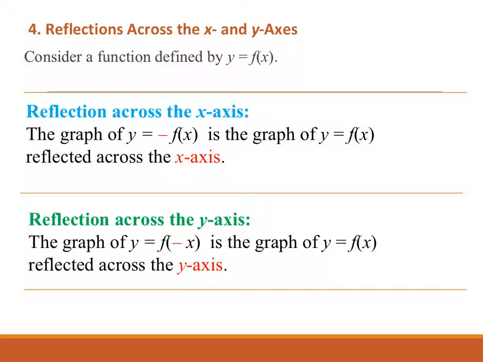And then we're going to look at reflections across the y-axis, where the graph is nothing more than a mirror image of itself over on the left-hand side from the right-hand side. So the graph of y equals f of minus x is the graph of y equals f of x on the other side of the y-axis.